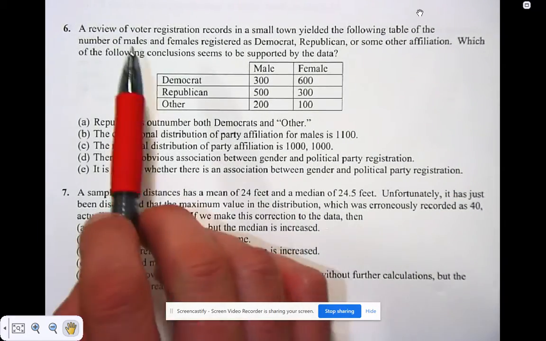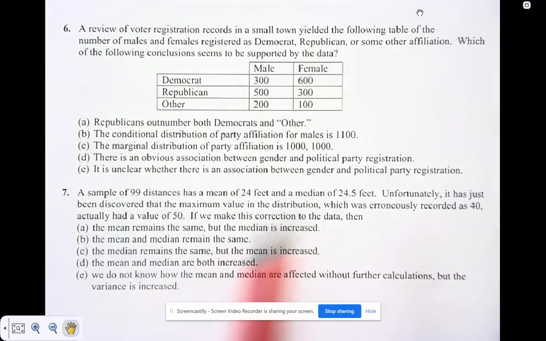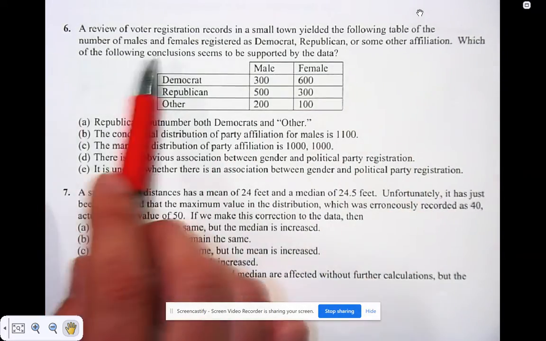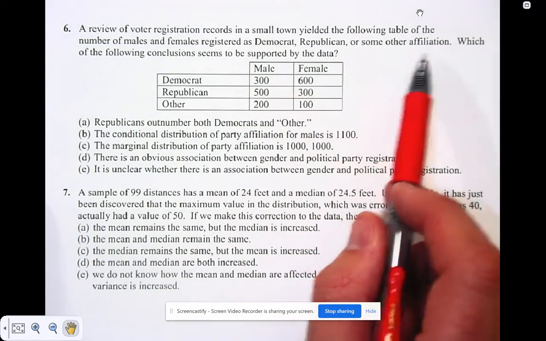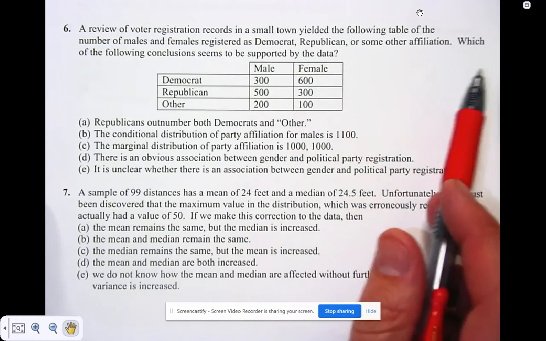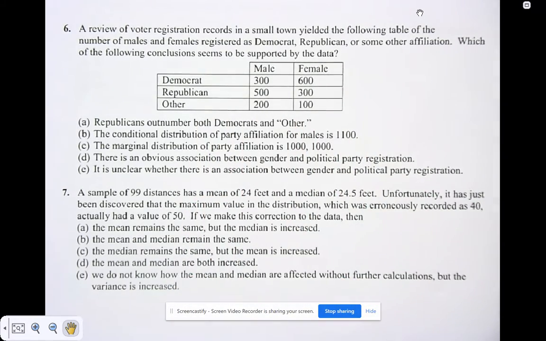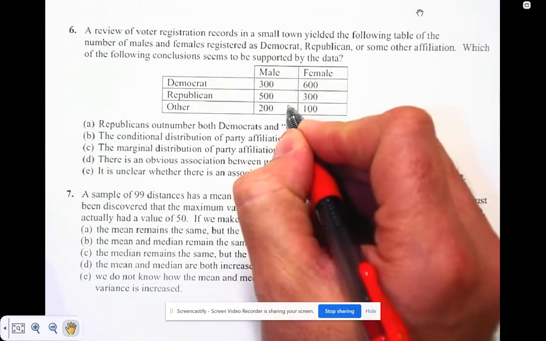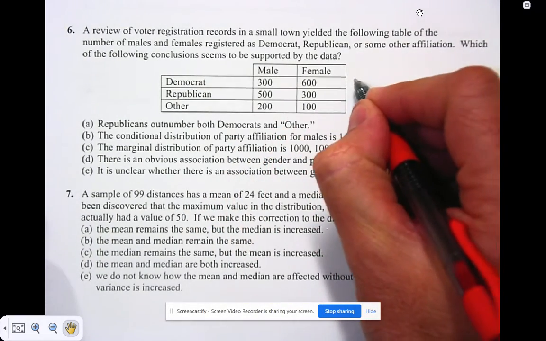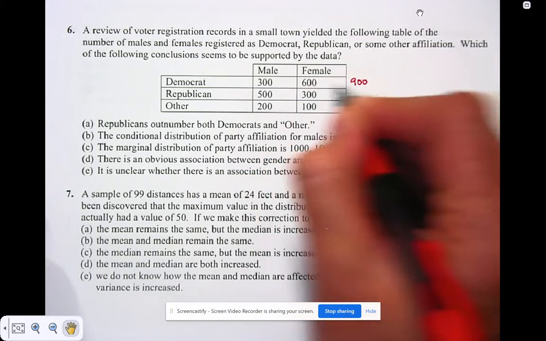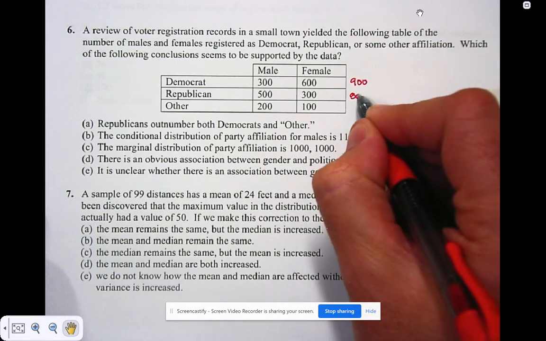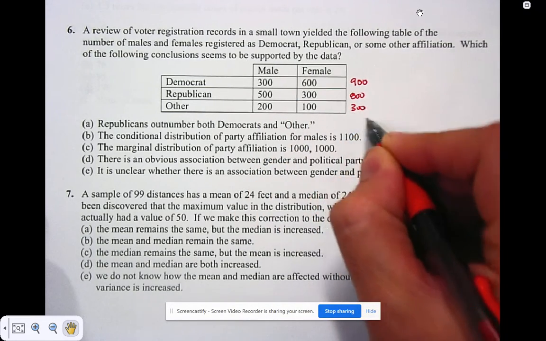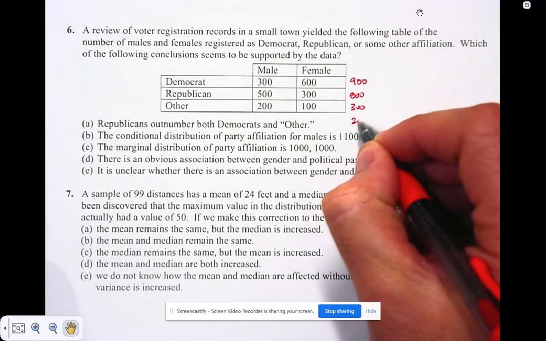So it says a review of voter registration in a small town yielded the following table of number of males, females, and some other affiliation, Democrat, Republican. Which of the following conclusions seem to be supported? So just in general, if you see a table like this, a two-way table, we always have to put in our total values. 300 and 600 is 900. This is 800. This is 300, which gives a total of 2,000.